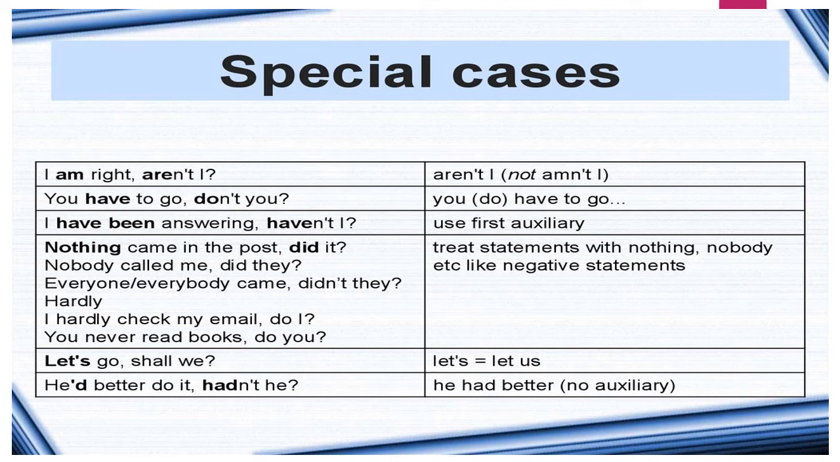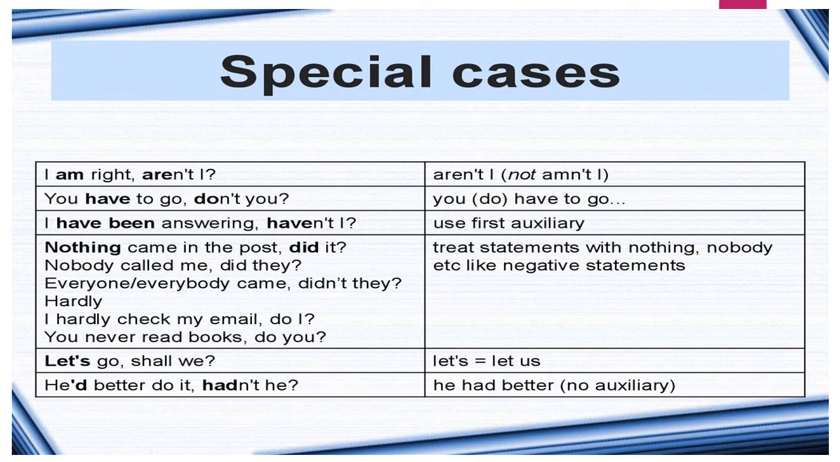Next one. I have been answering. What is the answer? Haven't I? Use the first auxiliary. What is that? Have is the auxiliary. So use the first auxiliary. So the answer is haven't I?